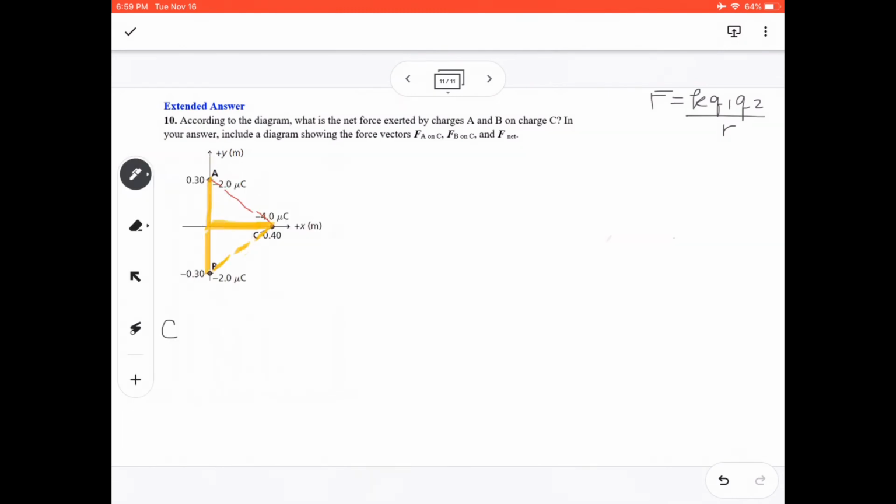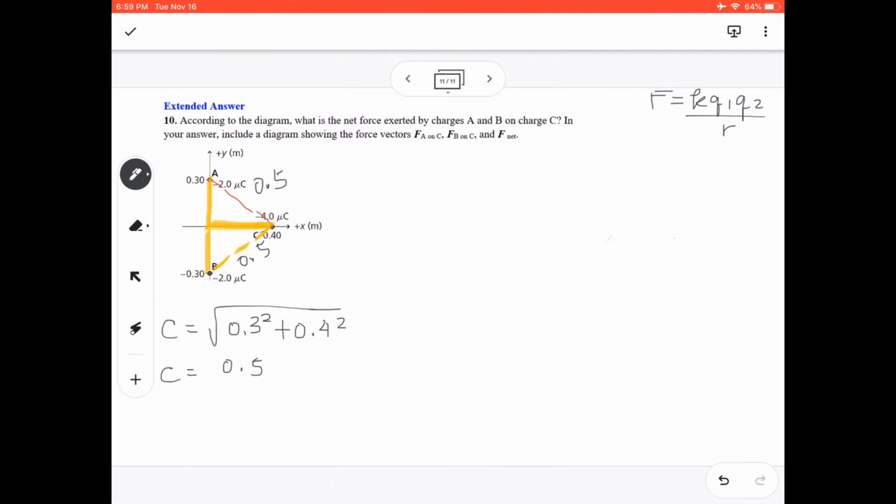So C is equal to root of 0.3 squared plus 0.4 squared. So that distance is equal to, use your calculator, you will be able to get 0.5. There's no unit given in the problem, therefore we are just going to use 0.5. So the distance between A and C is 0.5, and this is also 0.5 because they are equal. Am I correct? Yes. All right, now what's the next step?